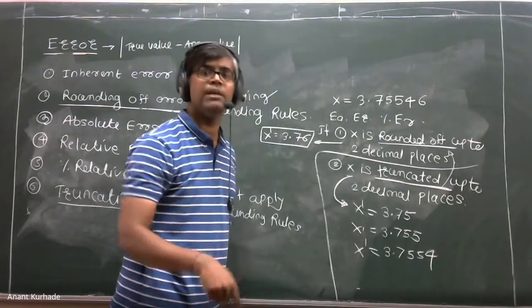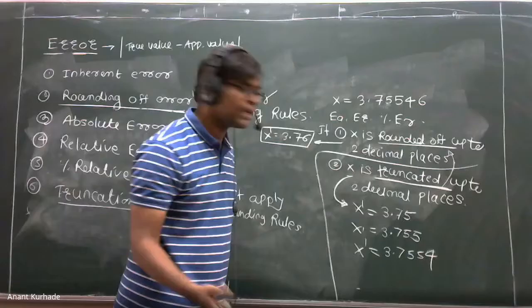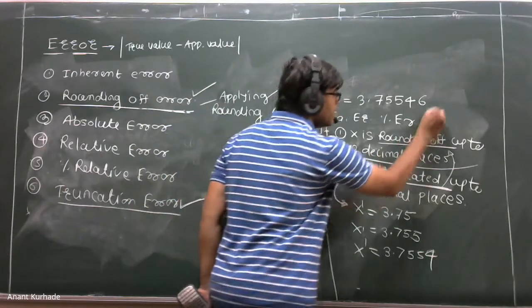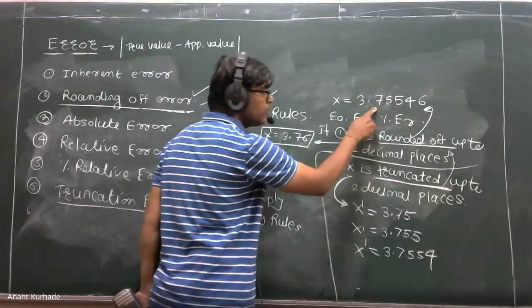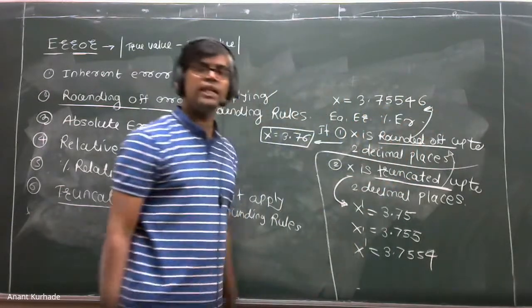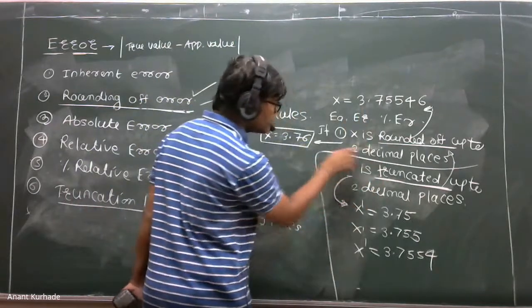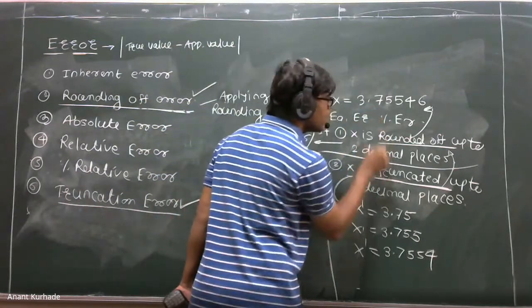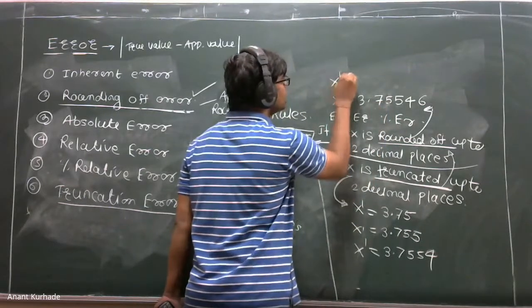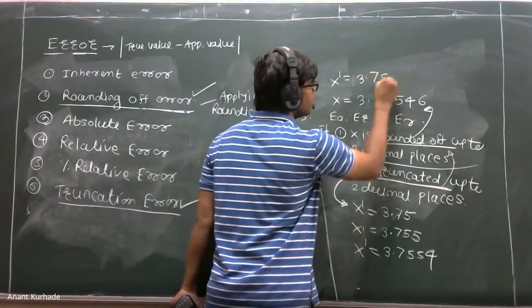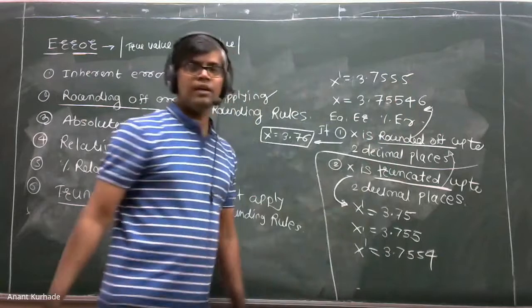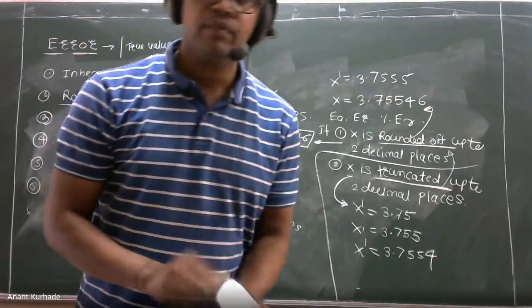Don't check the next number, whether it is 5, less than, or greater than. That is for rounding. Once we apply the rounding rule, then we have to check the next one, whether it is less than, equal to, or greater than. So just now I told you to round the number up to 4 decimal places. Your x dash will be 3.755. That's the answer.